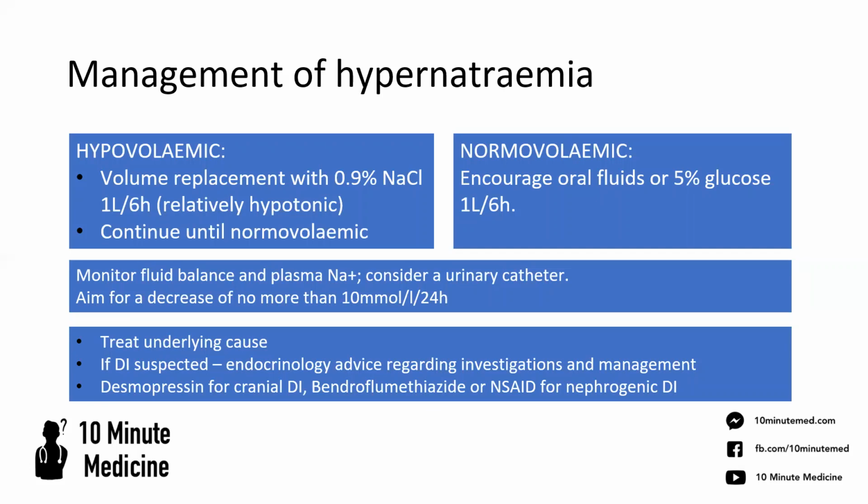It is also important to address the underlying cause for a patient's hypernatremia. If diabetes insipidus is suspected, it is useful to seek advice from endocrinology regarding whether further investigations are warranted and appropriate management for these patients. Desmopressin is often recommended for patients with cranial diabetes insipidus, whereas drugs such as bendroflumethiazide or NSAIDs are used for nephrogenic diabetes insipidus.